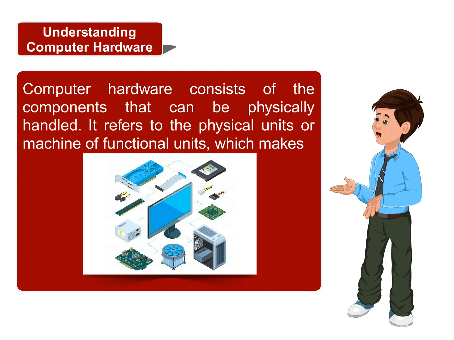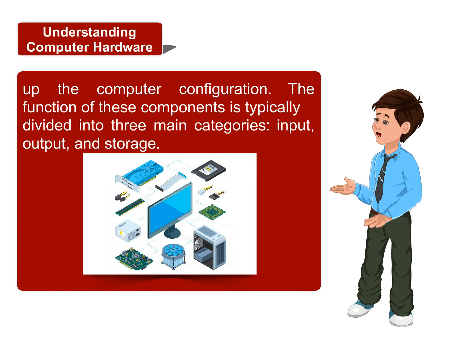Understanding computer hardware. Computer hardware consists of components that can be physically handled. It refers to the physical units or machine of functional units, which makes up the computer configuration. The function of these components is typically divided into three main categories: input, output, and storage.